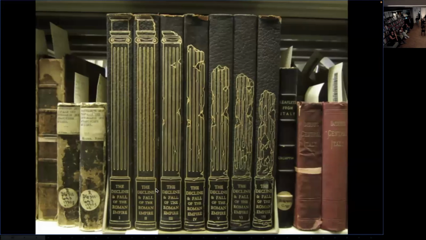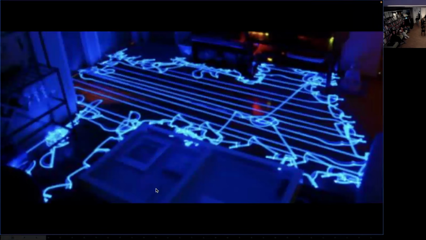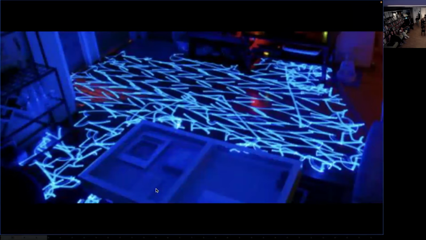The decline and fall of the Roman Empire. Seven tones. This is Roomba, an LED, and a camera with an open diaphragm for minutes, I guess. And this is the competition.